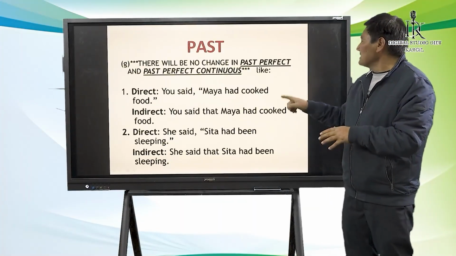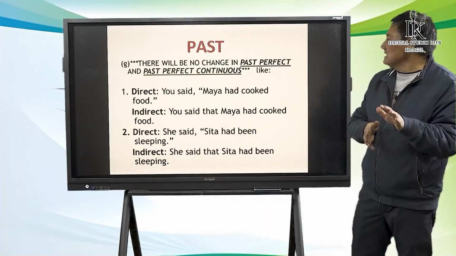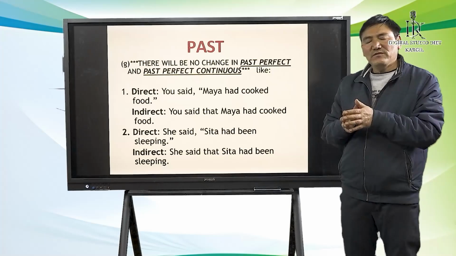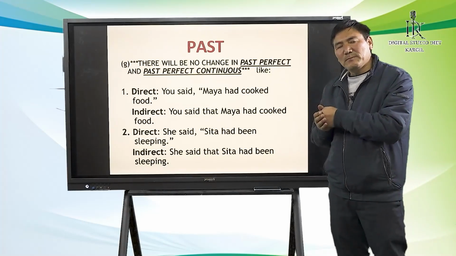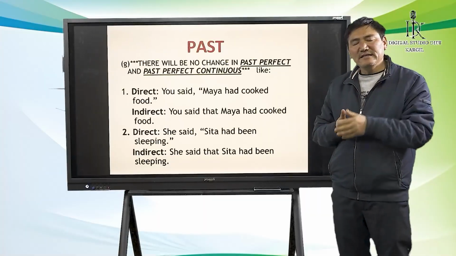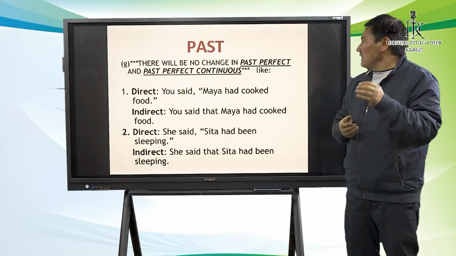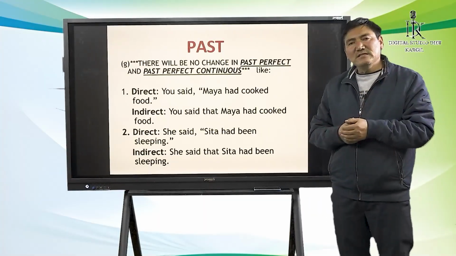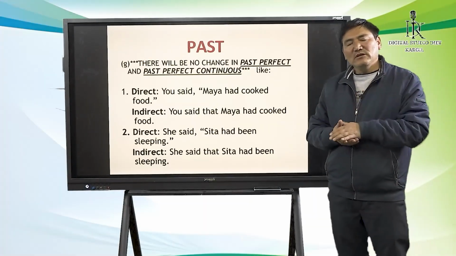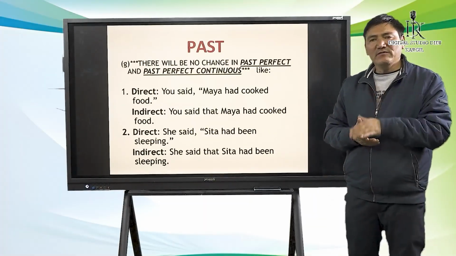And this, there will be no change in the past perfect and past perfect continuous. If the reported speech is in past perfect, there will be no change while writing in indirect form. And if the reported speech is in past perfect continuous, also there will be no change in the indirect form.